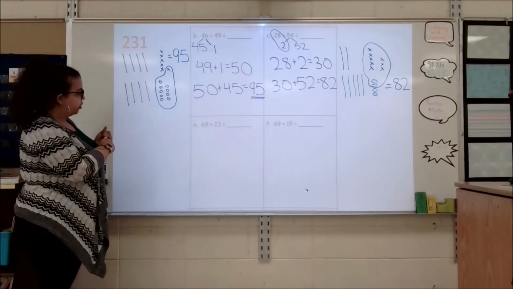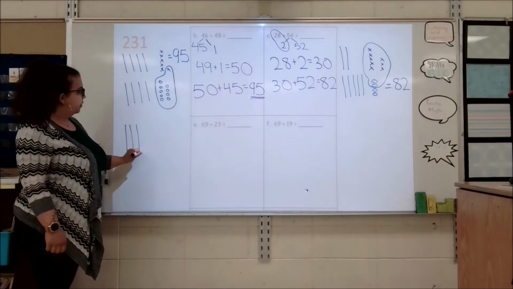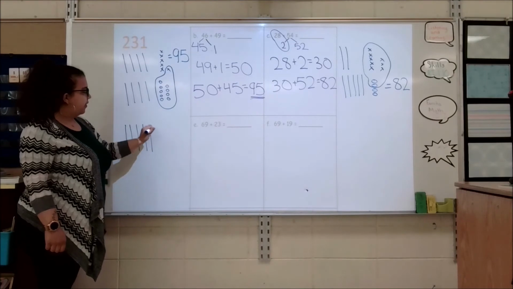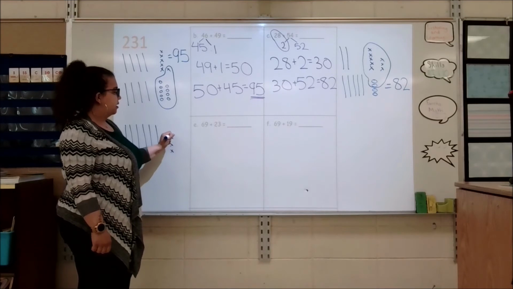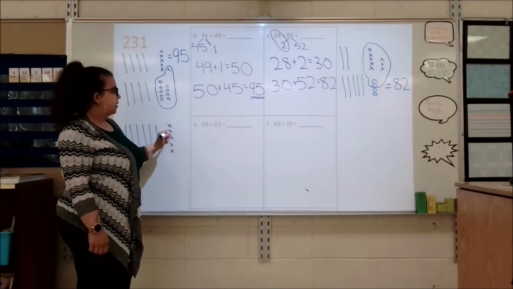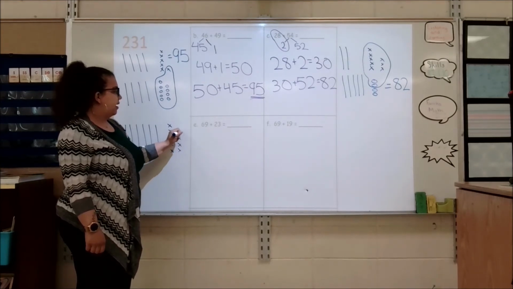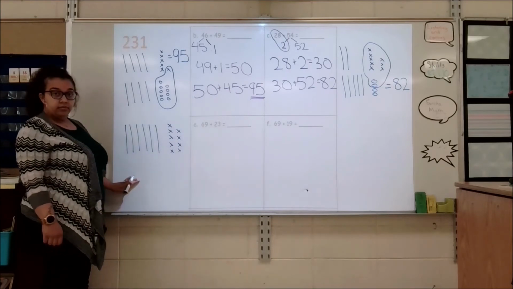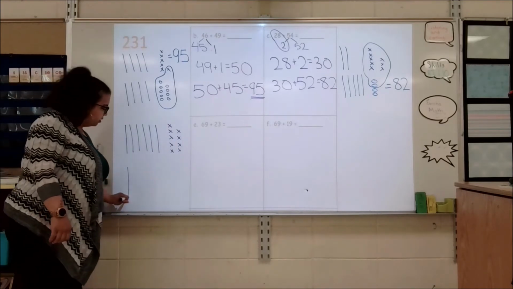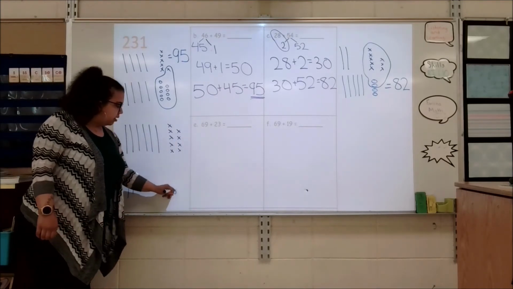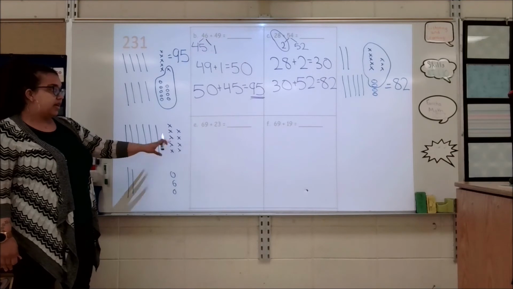Okay, so this time we're going to draw the picture again. We're going to draw 10, 20, 30, 40, 50, 60, and then 61, 62, 63, 64, 65, 66, 67, 68, 69. Am I done? No, there's only one part. We still gotta draw 23.